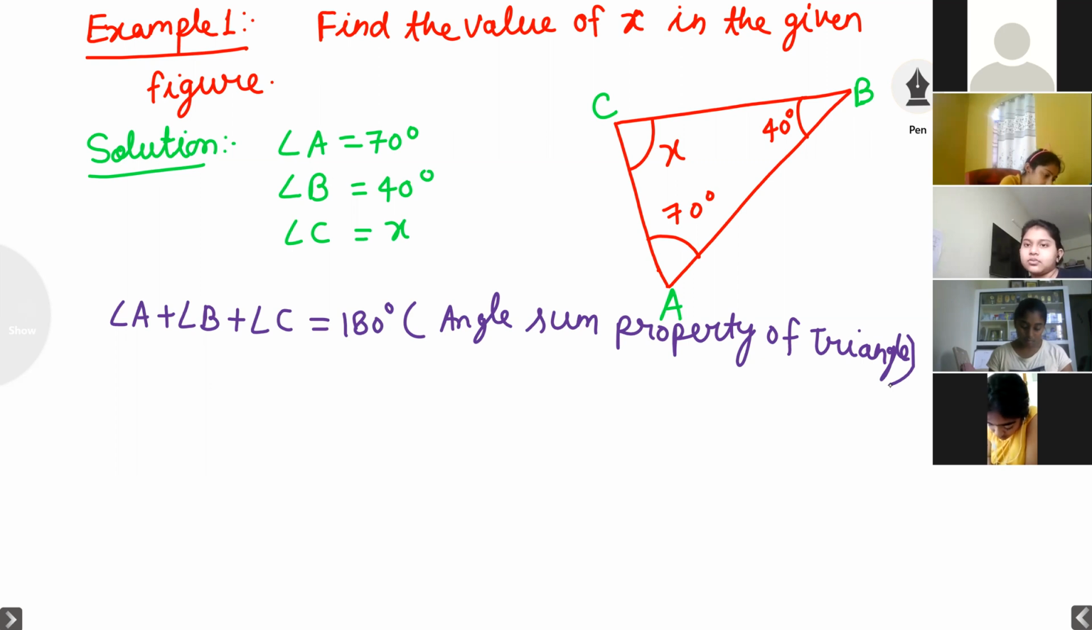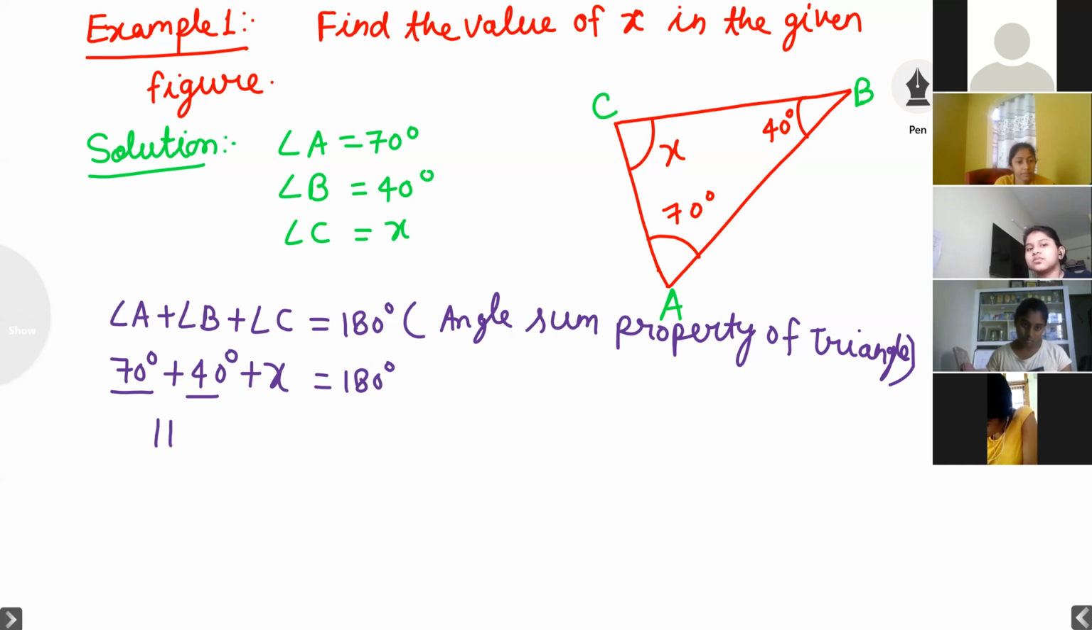In place of angle A, I want to substitute 70 degrees. In place of B, I want to substitute 40 degrees. Angle C is x, is equal to 180 degrees. Now 70 and 40 both are like terms. 7 plus 4 is 11, so 110 degrees plus x is equal to 180 degrees.